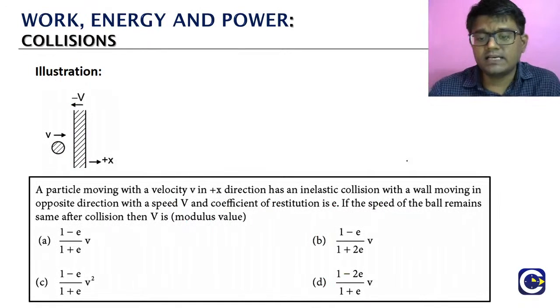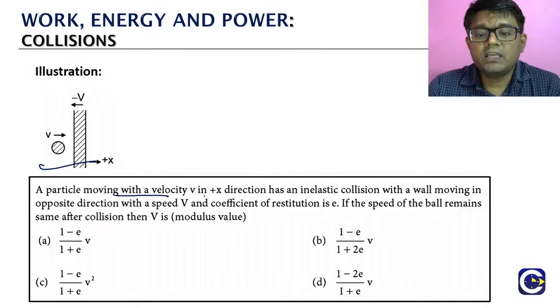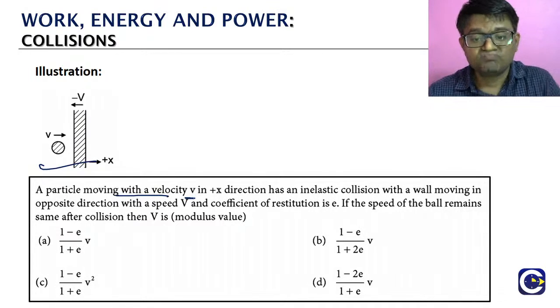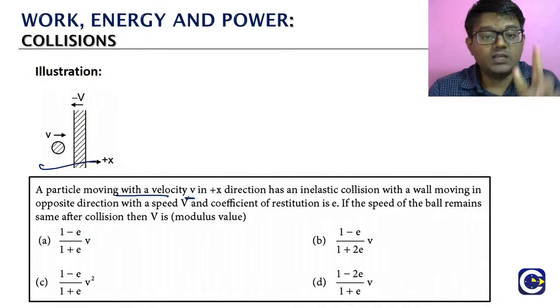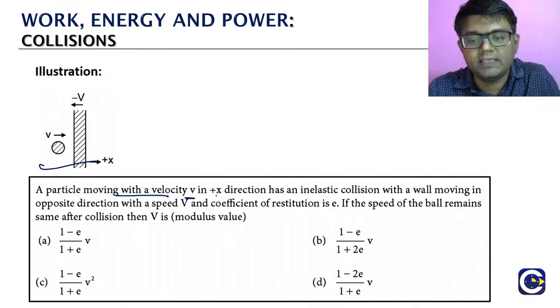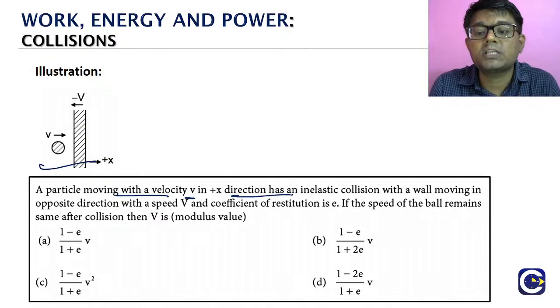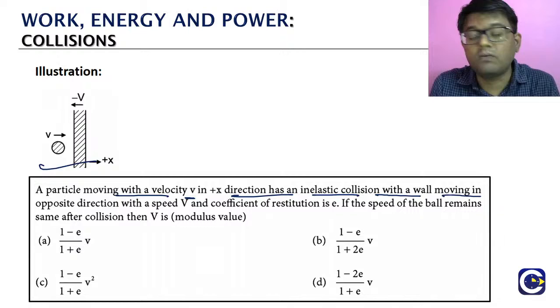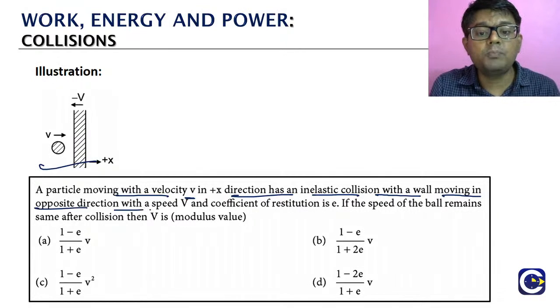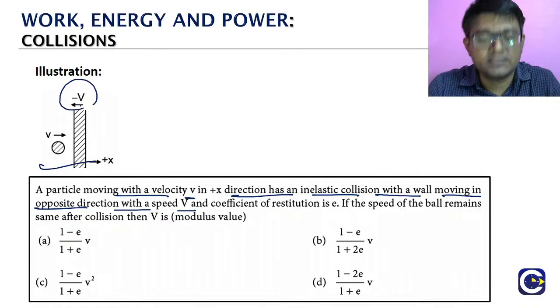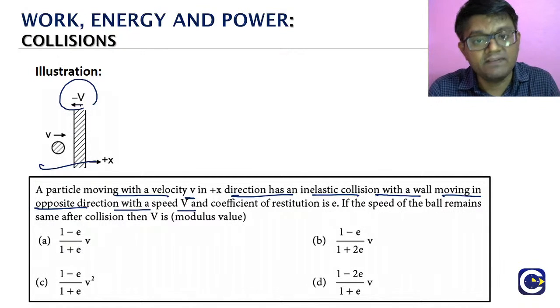Let us see this one. This is another interesting question. A particle moving with a velocity small v. Here we should not get confused. There are two velocities, small v and capital V. A particle moving with a velocity small v in the positive x direction has an inelastic collision with a wall moving in the opposite direction with a speed capital V. See, the wall is what? A heavy mass. The wall is a heavy mass, right?